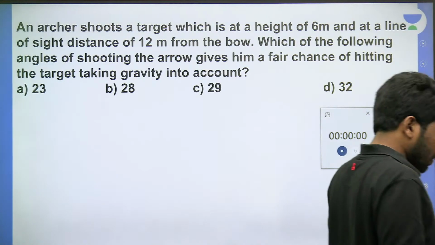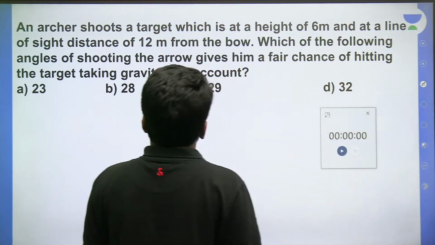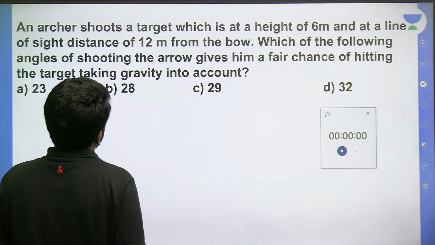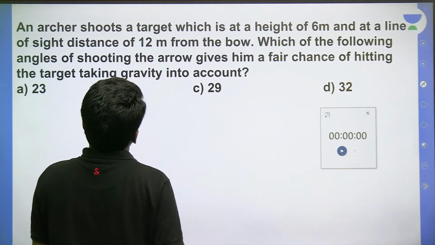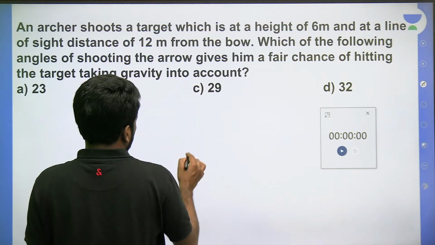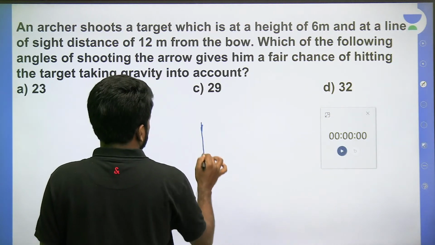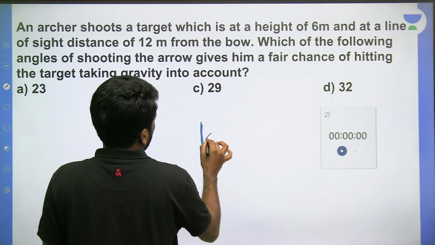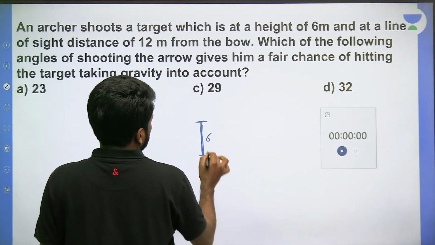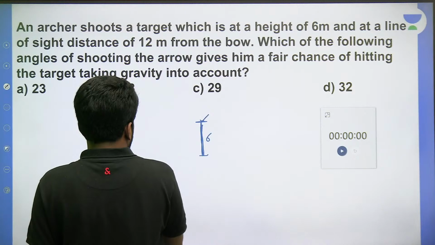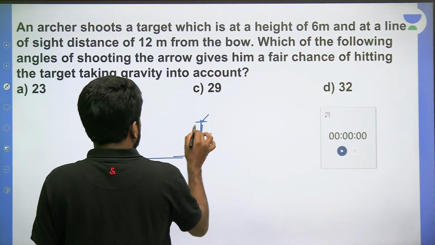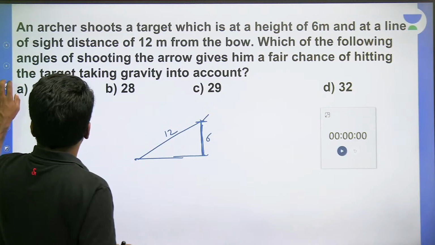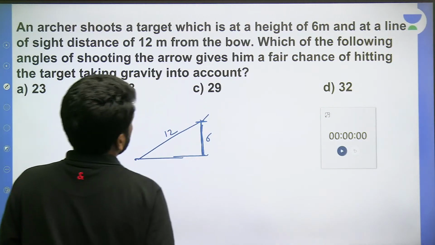Okay, so I'll explain. An archer shoots a target which is at a height of 6 meter and at a line of sight distance of 12 meter from the bow. That means the height of the target is 6 meter. So here is the target. But the line of sight is 12 meter, means this is 12 meter. Is that clear? This is 12.